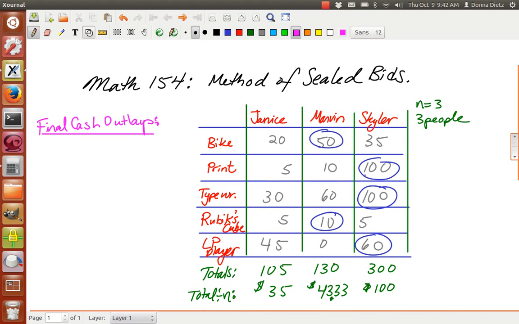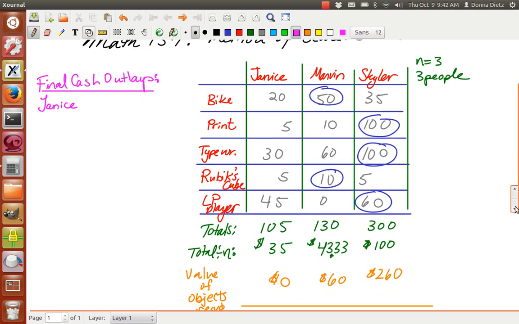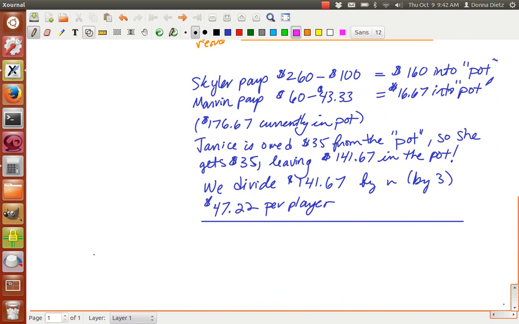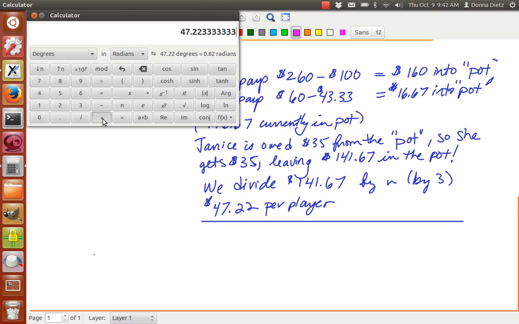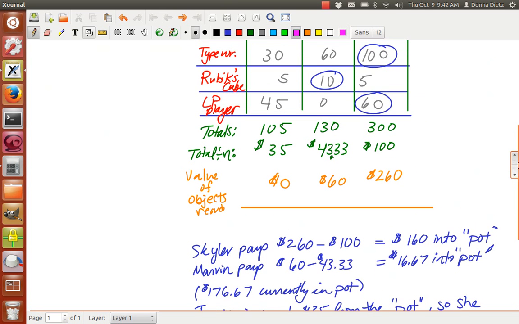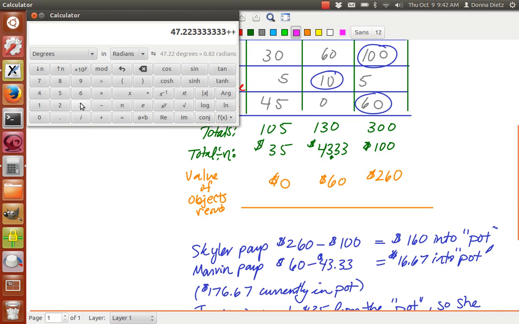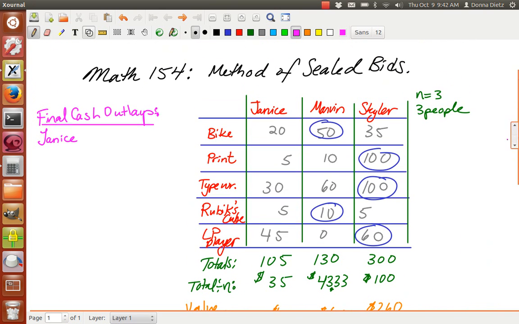Okay, so the grid tells you who gets what, but the final cash outlays, what does Janice get? Janice got the $35 she thought she was owed plus the $47.22 per player. So she gets that plus, what did she say she was owed? $35. Okay, plus 35. Oh wait, $82.22. I guess my calculator does that. $82.22 owed to her by the other two players, so it better add up.